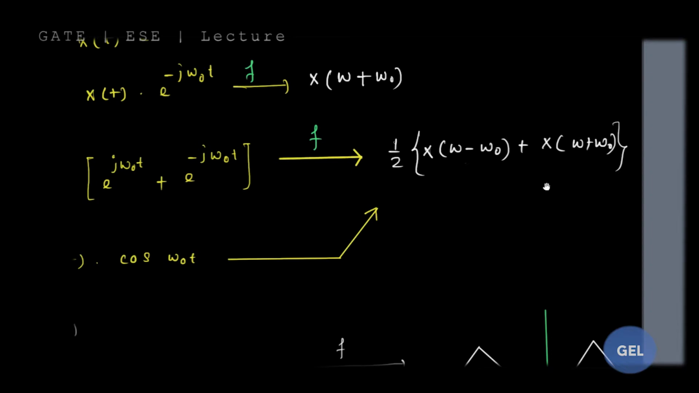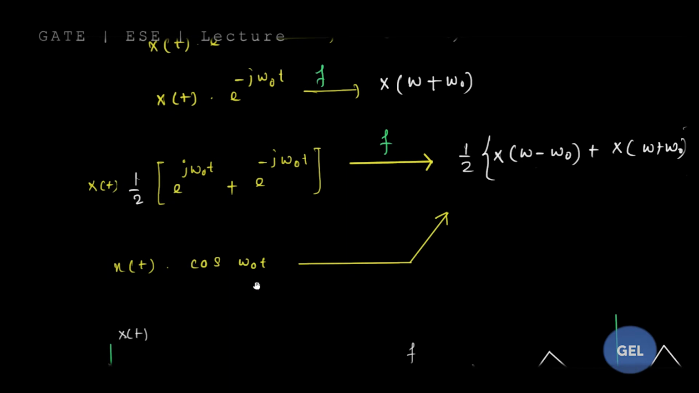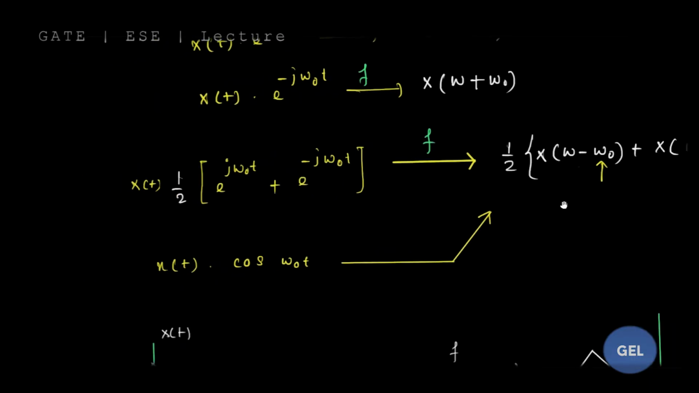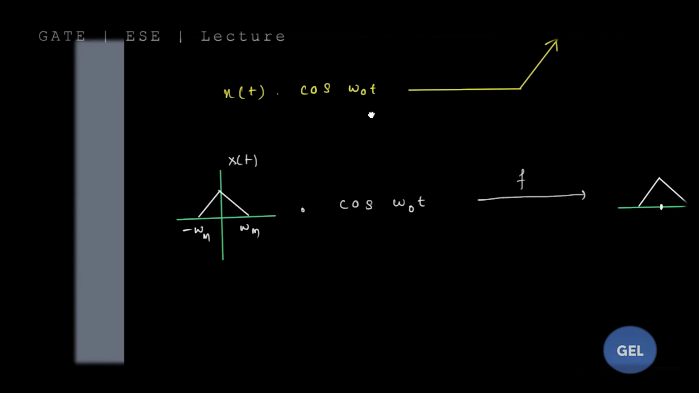Now what is the conclusion here? It is a very important conclusion for your communication, control systems, and a lot of other subjects. If any function is multiplied with cos omega naught t, it will be defined at 2 points: at one frequency component, that is omega naught, and another one, that is minus omega naught. That means at these two frequencies, this x of t will be defined. I'm going to show you here graphically.